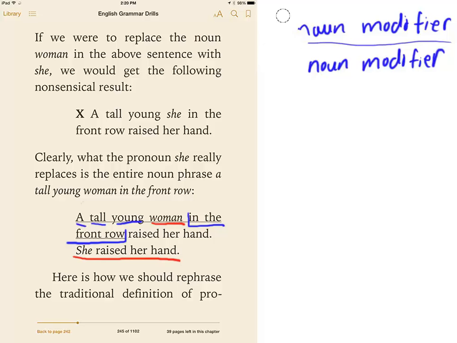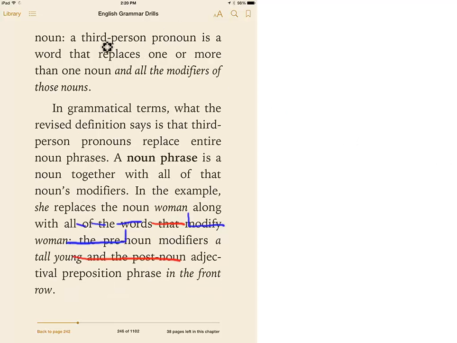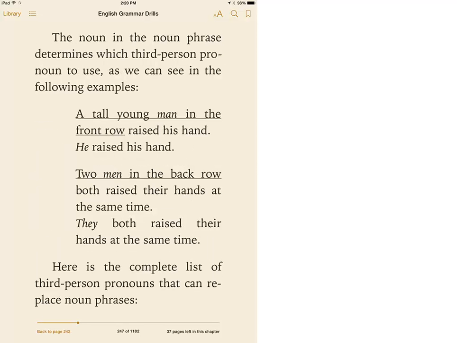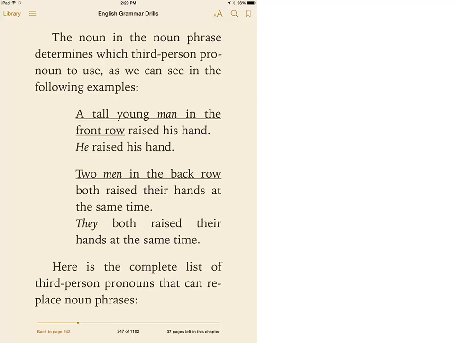Our new definition is, and I'll say it again so we can understand what it is, a third person pronoun is a word that replaces one or more nouns and all the noun's modifiers. All right? So that's what we're going to be looking at as we go through this section. And I encourage you to read this because I'm only pulling out the most important things for you. But once again, you're responsible to read this on your own. But let's take a look at some of these things.